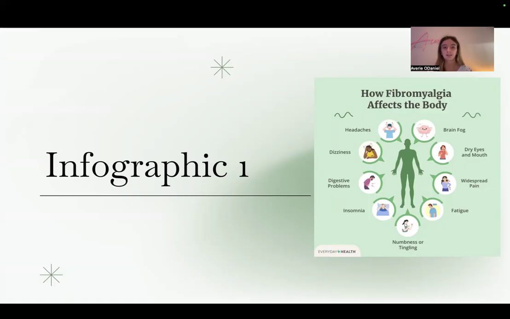For my oral citation, this comes from Everyday Health. That's who made this infographic. So overall, this infographic gives a calm introduction to what fibromyalgia feels like, and it works well for someone who is learning about it for the first time or someone who is looking to see if maybe their symptoms align with fibromyalgia.